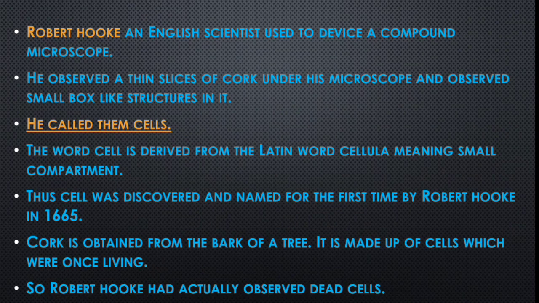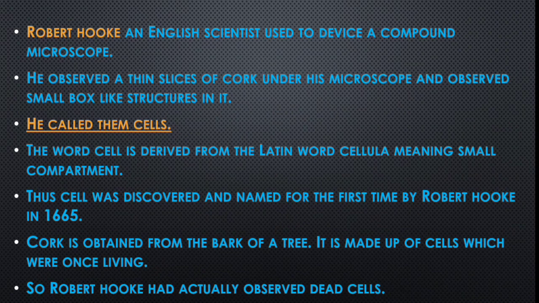After that, another English scientist whose name was Robert Hooke devised a compound microscope. He discovered a compound microscope, which is better than a simple microscope because it has two lenses. He observed a thin slice of cork under his microscope and observed small box-like structures in it.